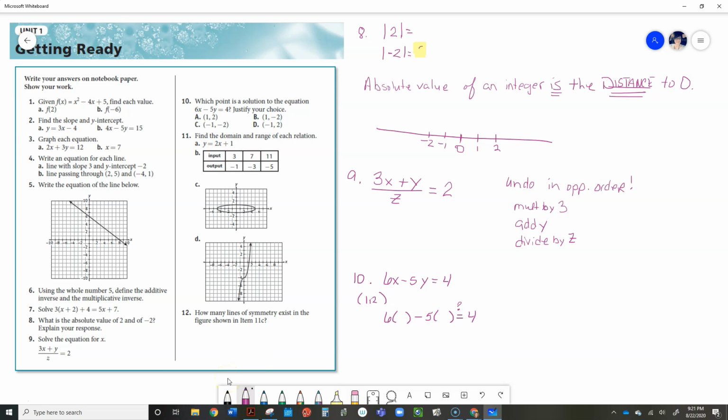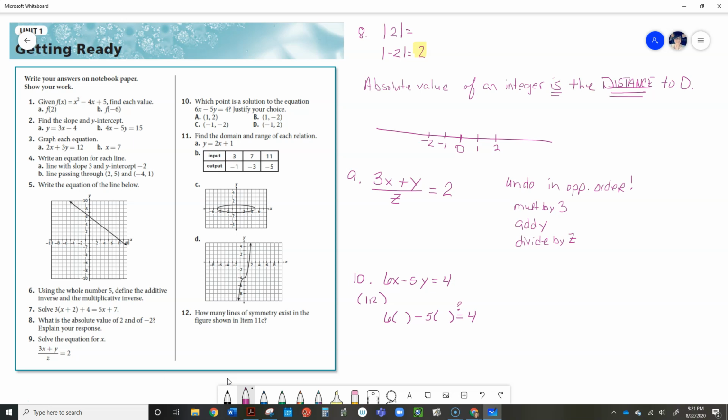The absolute value of -2 is 2, but then they miss this one because they mistakenly think that absolute value means write down the opposite. The opposite of -2 is 2, but that's not what absolute value means. Absolute value means when we're taking the absolute value of an integer, what we're asking is how far, or what is the distance, that integer is to 0.